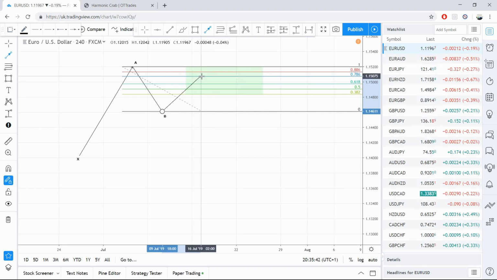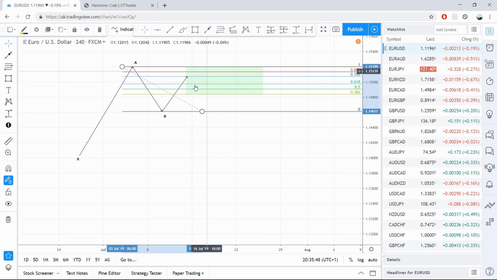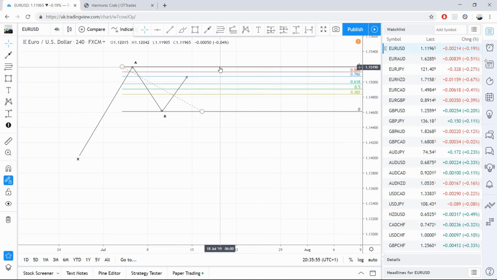So I'm just going to put this at the 786 level, just as an example here. Move it across a bit. Price can form, the C point can form anywhere within this green box here. So I hope that makes sense.